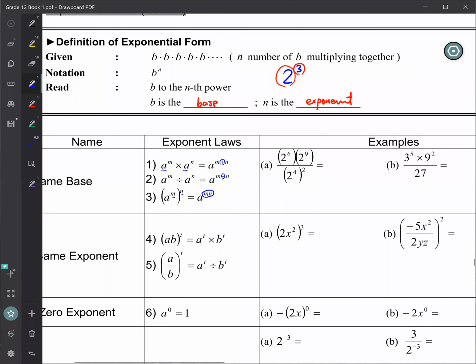Should be pretty easy. So the top will be 2 to the 15, bottom is 2 to the 8. So final answer should be what? 2 to the 7. Yeah, 2 to the 7, okay?